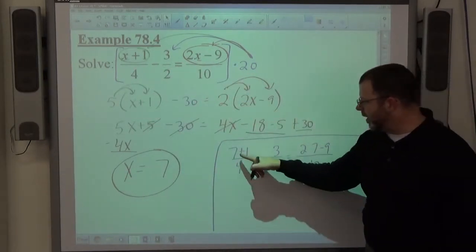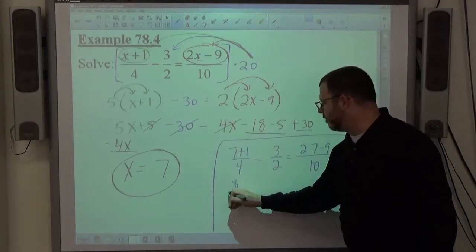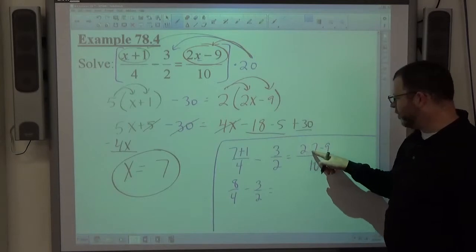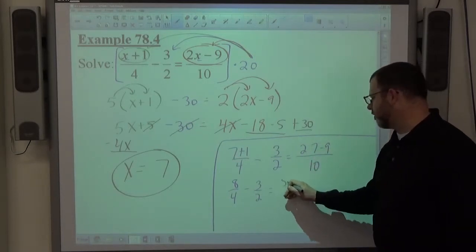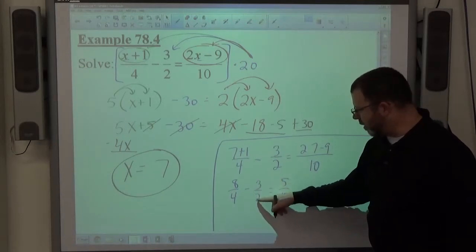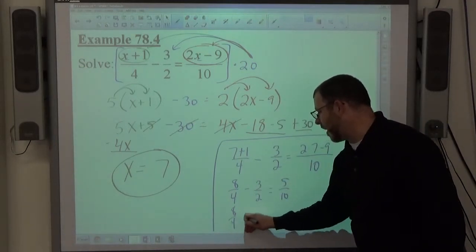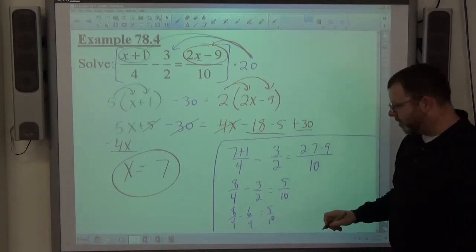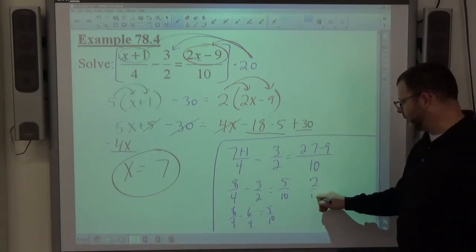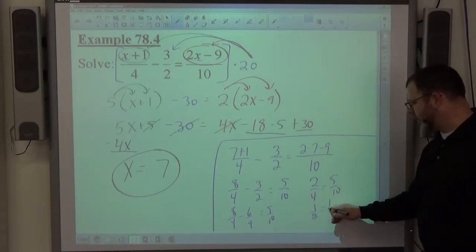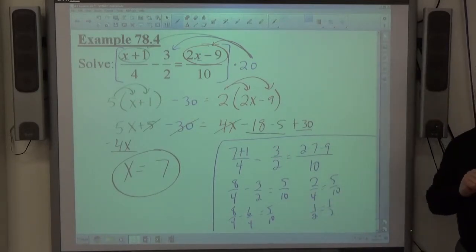If I simplify it, 7 plus 1 is 8 over 4 minus 3 over 2 is supposed to equal, that's 14 minus 9, so that's 5 over 10. Okay. And if I get a common denominator of 4 over here, I get 8 over 4 minus 6 over 4. 8 fourths minus 6 fourths is 2 fourths. And 2 fourths is a half, and so is 5 tenths. You should get a true statement.